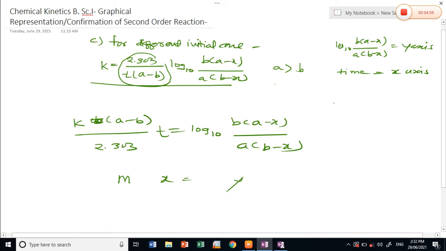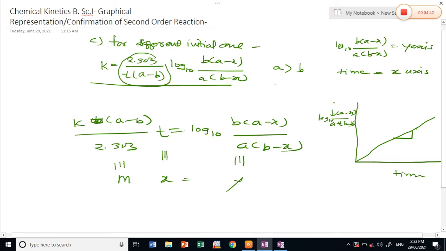So if we draw a graph like this, we'll get a straight line passing through origin, and here we plot log to the base 10 b into a minus x, a into b minus x, and here time. It has no intercept, so here intercept is not taken. So slope m, y-axis on this, x-axis on time, so m is this, slope is this.